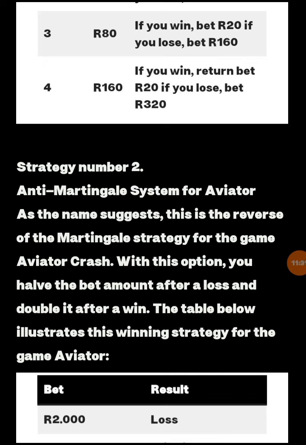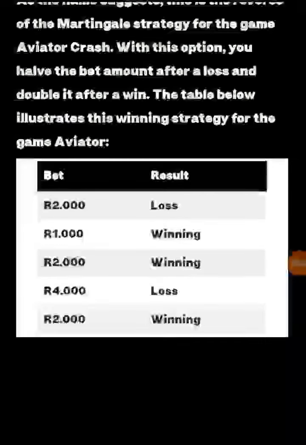We covered the martingale, now we're looking at the anti-martingale system for Aviator. This is the reverse of the martingale strategy for the game. With this option, you halve the bets after a loss and double it after a win. Here's a table so you can understand.